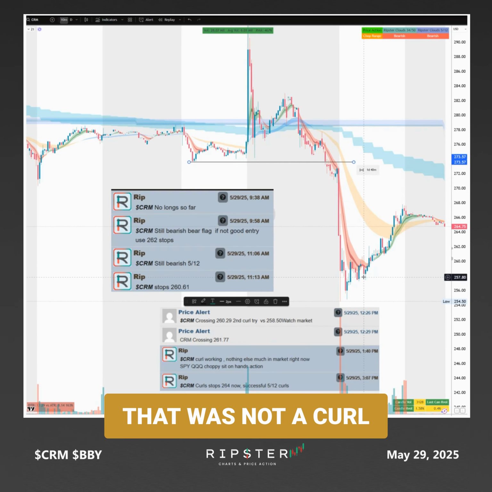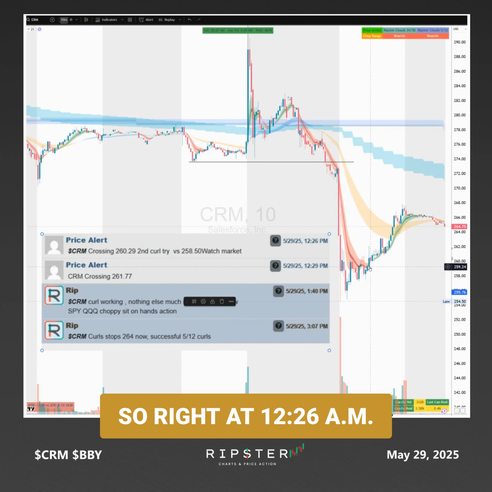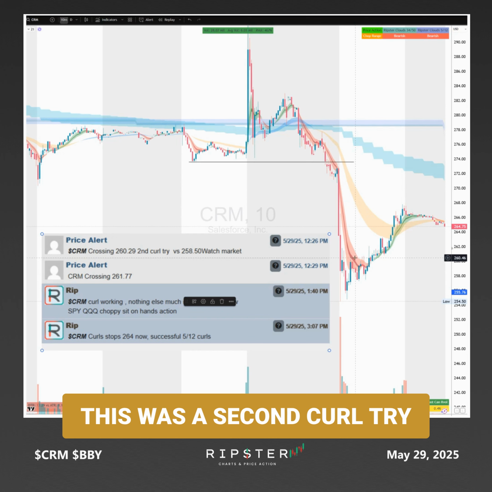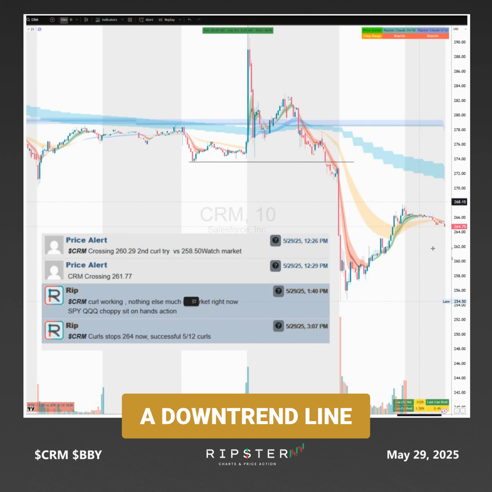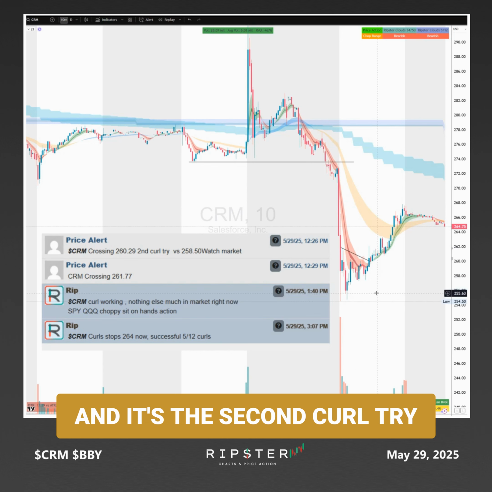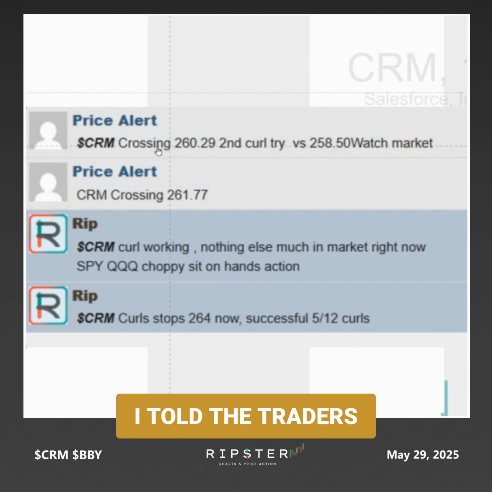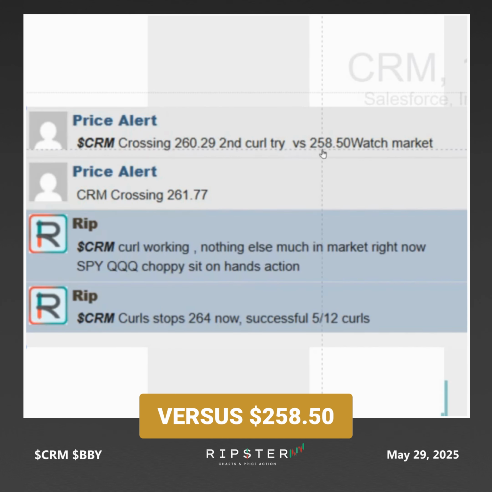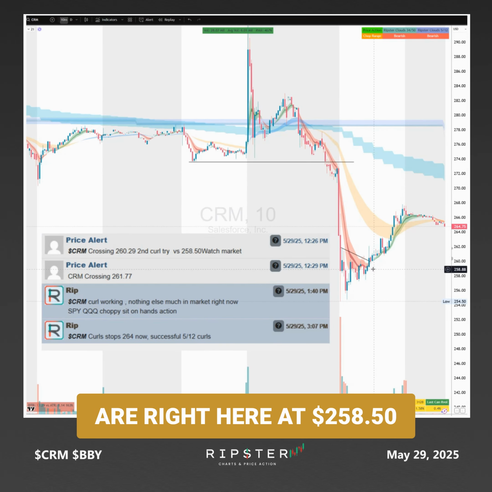The first curl failed. Then came the second curl, which gave us a long. Right at 12:26, I saw this candle pushing on CRM. This was a second curl try, and you can also draw a downtrend line, a kind of chart pattern, which can help you figure out if you're going to curl or not. We know the first curl try failed. I told the traders it's the second curl versus 258.50. That means your stops are right here at 258.50.